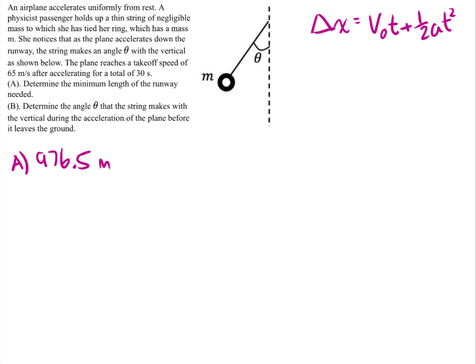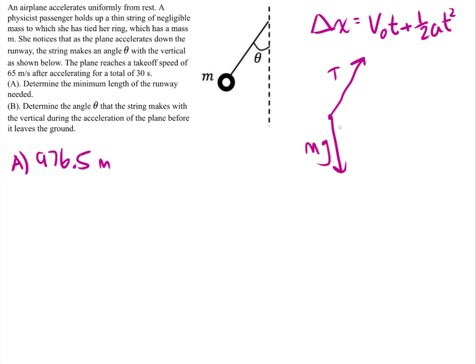Now we need to determine the angle theta that the string makes with the vertical during the acceleration of the plane before it leaves the ground. So let's draw a free body diagram quickly. If this is the ring, we have a tension force acting on it from the string, and the force of gravity, or mg, acting on it downwards.